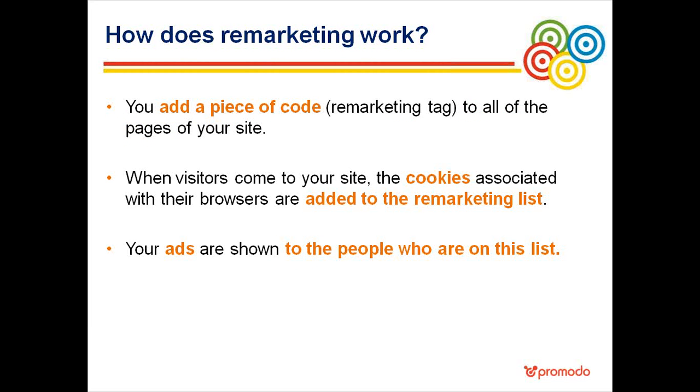So how is it all possible? To set up remarketing, you add a piece of code to your website. Then when visitors come to your website, the cookies associated with their browsers are added to the special remarketing list. Then the ads are shown to the people who are on this list.